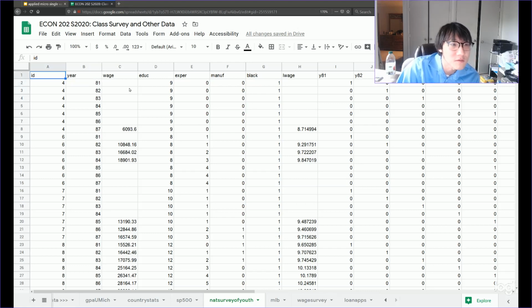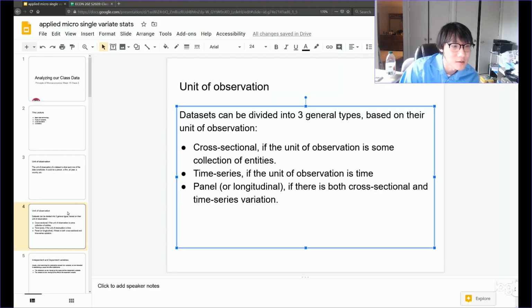Okay, so here we have individual 4, but you'll notice that that is repeated a number of times. Why is it repeated a number of times? It's because this person was asked these questions across a number of years. So you can see for each person, we have variation. We have that person's responses for the years 1981 through 1987. This data set has variation across both individuals, and for each one of those individuals, it has variation across time. So this is known as a panel data set.